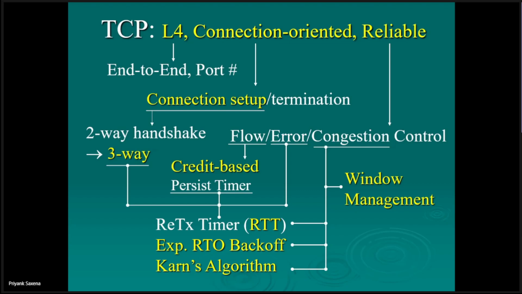receiver assigns the credit to the sender. The sender can send that many segments at a time, that many octets of data at a time, without waiting for any acknowledgement, right? So the beauty of this credit-based scheme is that all the received segments are acknowledged without assigning the future credit.